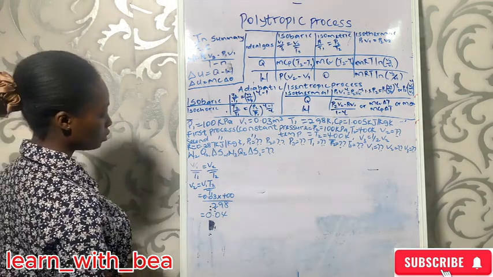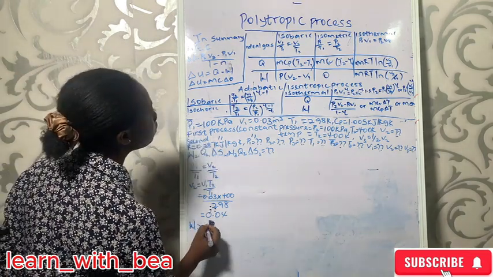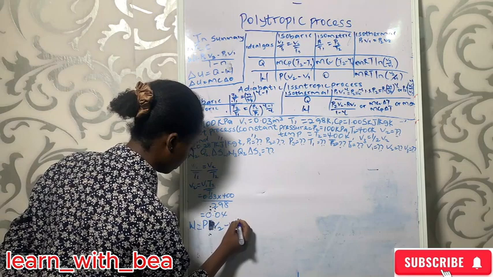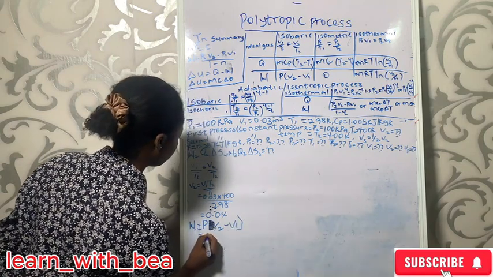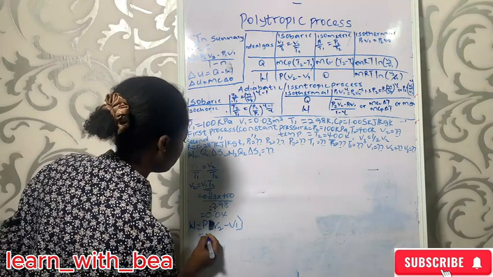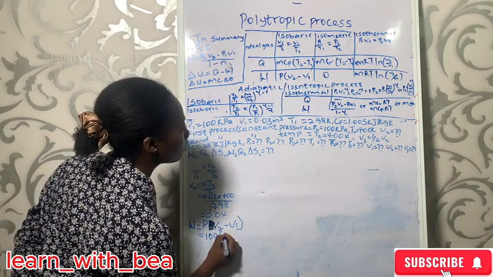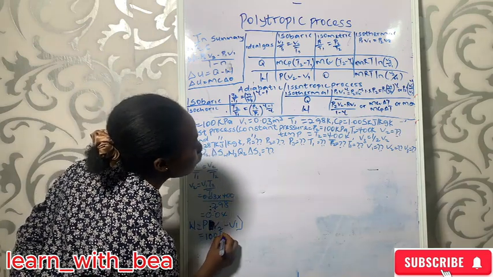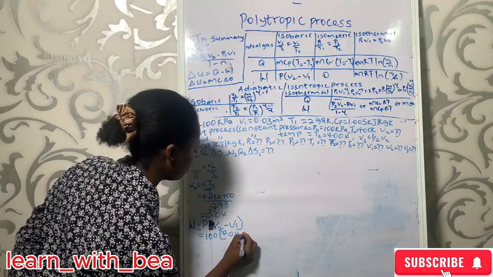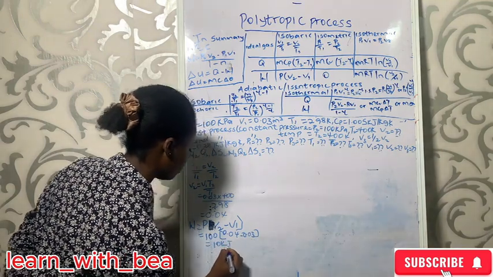So the next thing is we are going to calculate the work done for this. The work done is P times (V2 minus V1). What's our P now? 100 times, what's V2? We've calculated V2 already: 0.04 minus 0.03. This should give us 10 kilojoule.